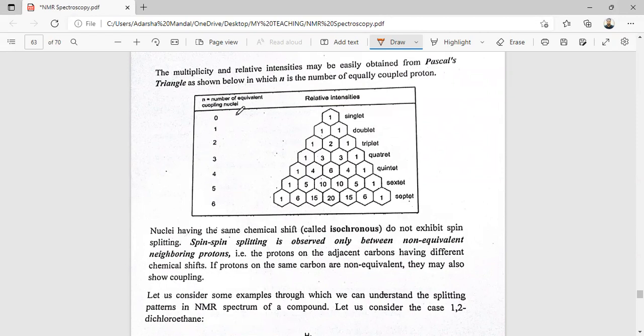So here, when N equals 1, there is a doublet. For the number of equivalent couplings equal to 2, that gives a triplet, 1:2:1. When 3, it will give a quartet, 1:3:3:1. When 4, it gives a quintet with 1:4:6:4:1 intensity. For 5, 1:5:10:10:5:1.